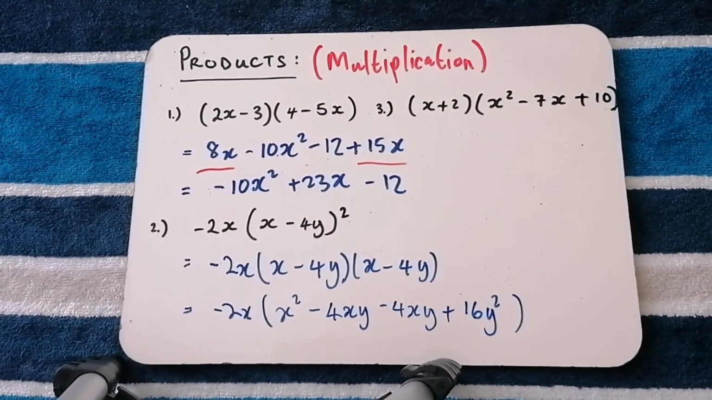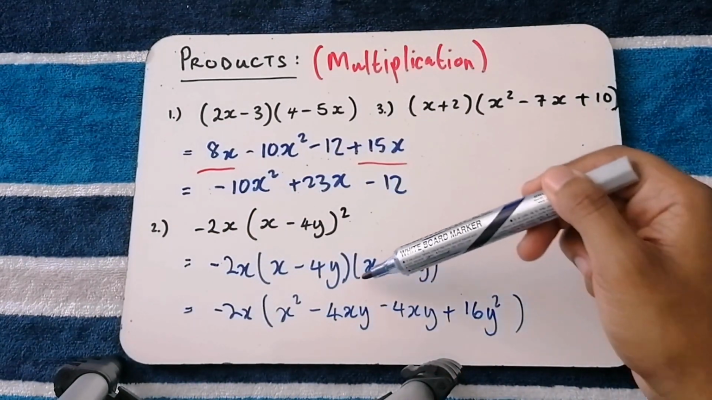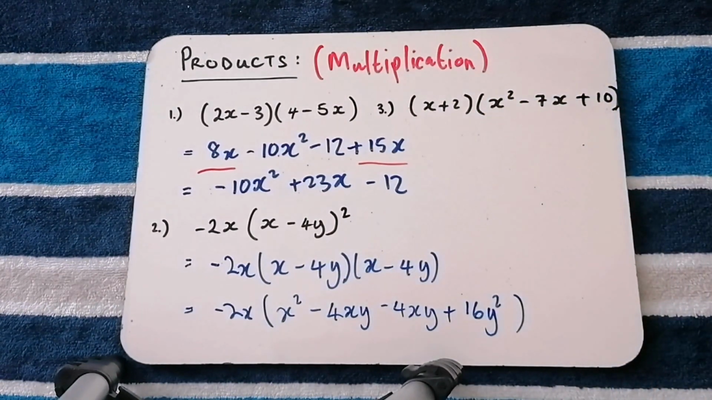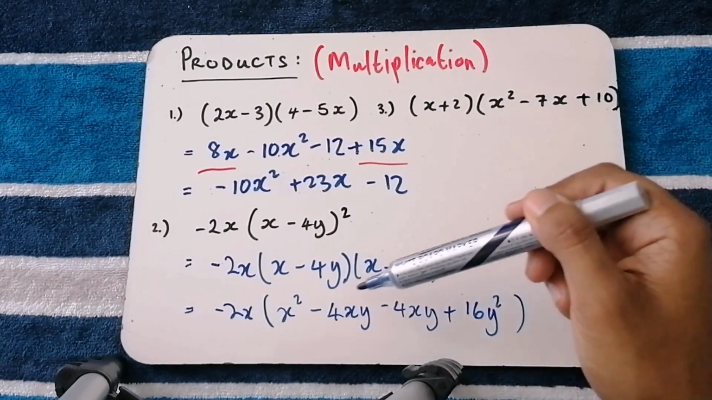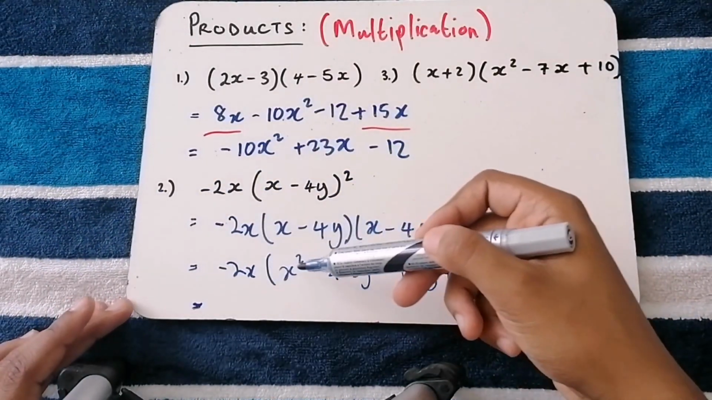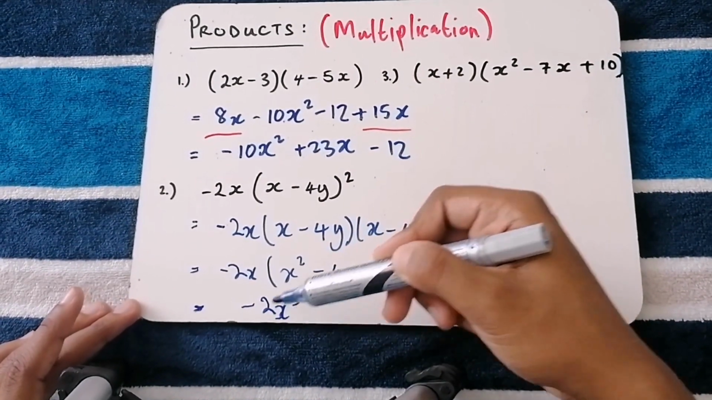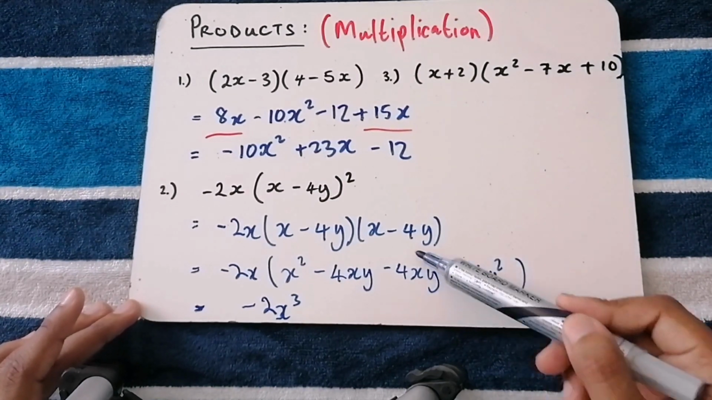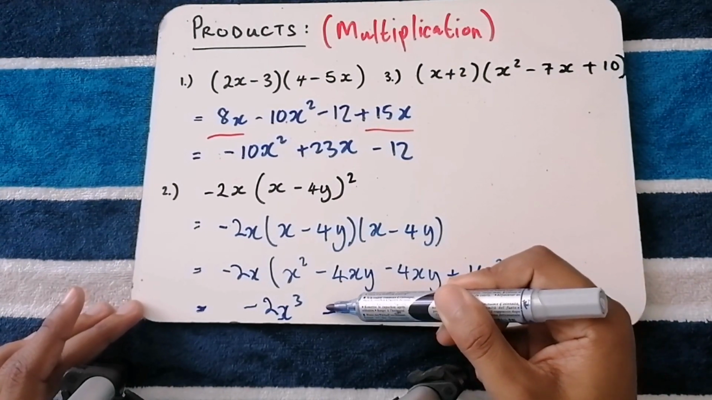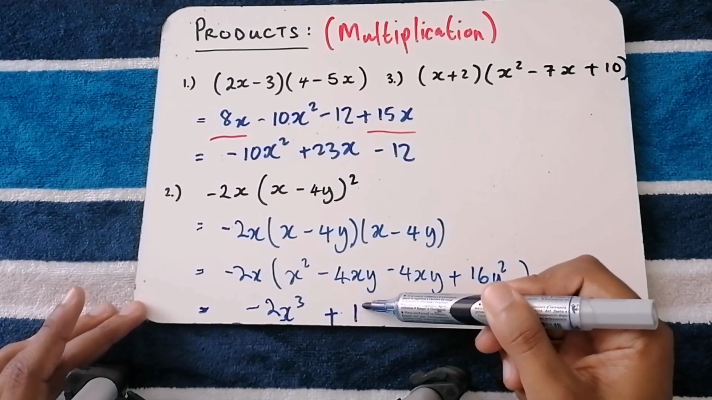Okay, before multiplying this negative 2x inside the bracket, I am first going to add these terms here. The negative 4xy with a negative 4xy. So that gives me negative 8xy. And now I'm ready to multiply inside. Negative 2x times x squared, that should give us negative 2x to the power of 3. Negative 2x times, remember this together is negative 8xy. So that should give me positive, now 8 times negative 2, that should give us positive 16xy.